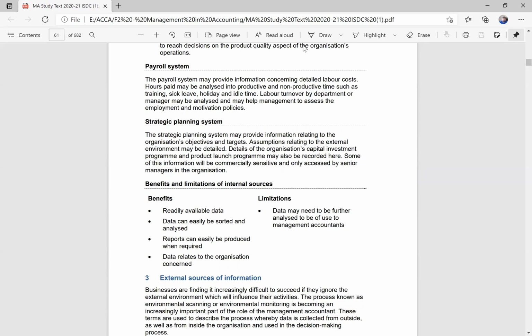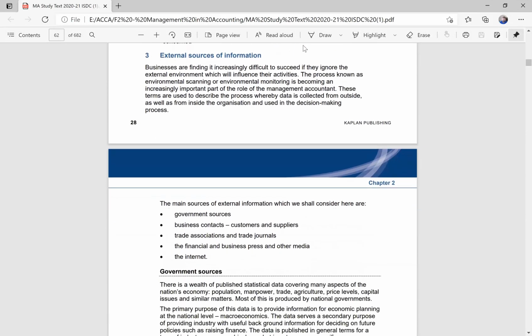Okay. Benefits and limitations of internal sources. Now, benefits include that the data is readily available, the data can be sorted and analyzed easily according to our convenient time. Reports can be produced. Data also relates to the organization, so that is going to be relevant. However, limitations include that data needs to be further analyzed in some scenarios. It is not always the case, but in most of the scenarios, it further needs to be analyzed so that the management accountants can use it.